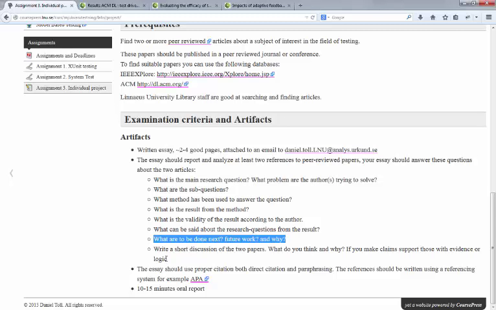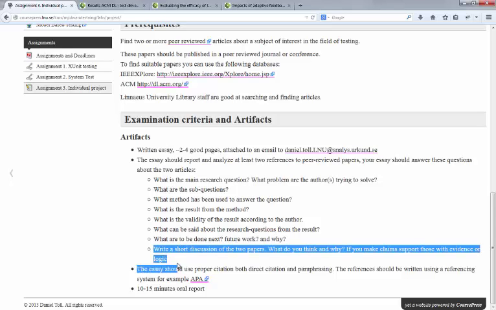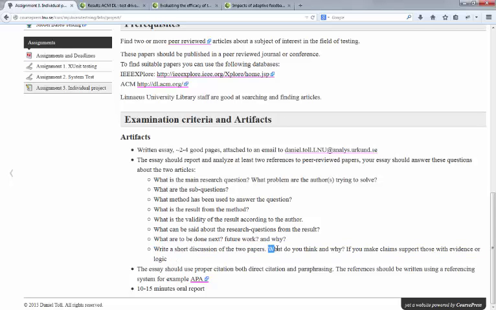And the last part, and this requires a little more intelligence, so to speak, on your behalf, is that I want you to write a short discussion on these two papers. What do you think about those papers and why do you think that?